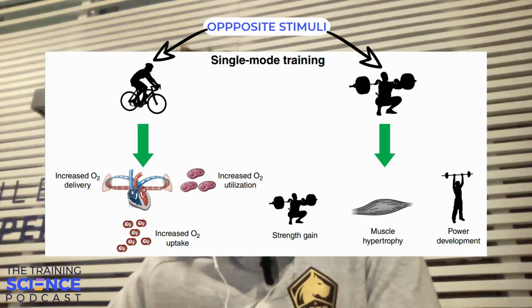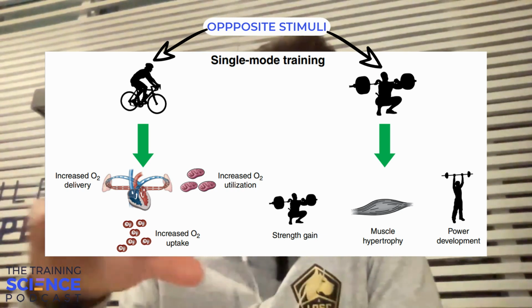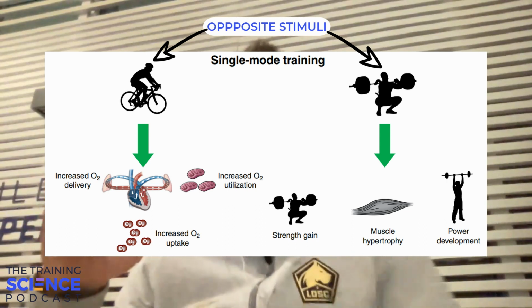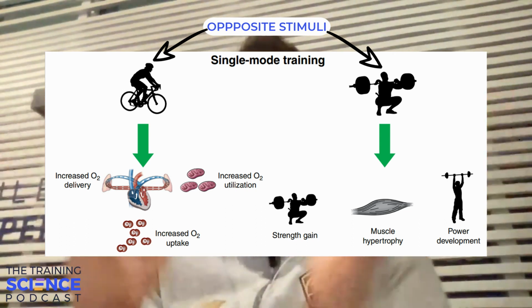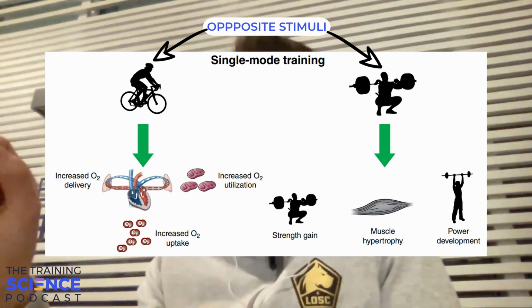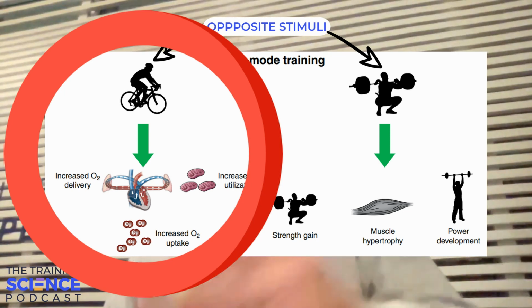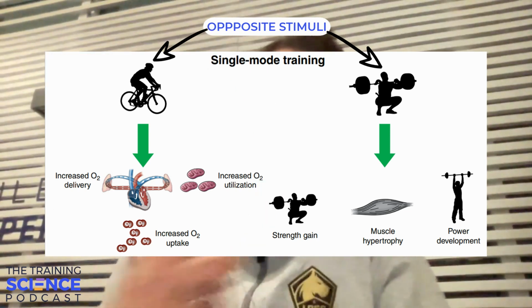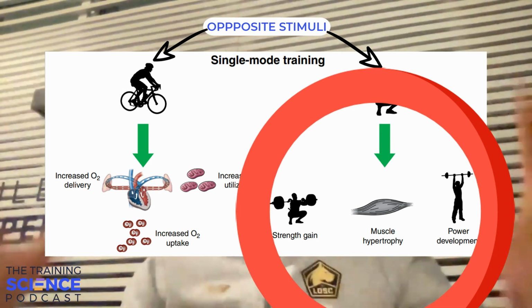I think everyone understands that the context around what we call concurrent training is about having two opposite stimuli, let's say on the same muscles or fibers, going in opposite directions. On the molecular side of things, you're saying to the cell, please improve your metabolic function, and half an hour or an hour after or before, you say, please improve your contractility and grow in size. And these are contradictory messages.